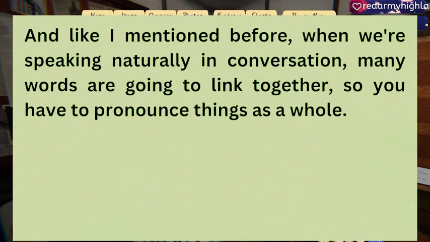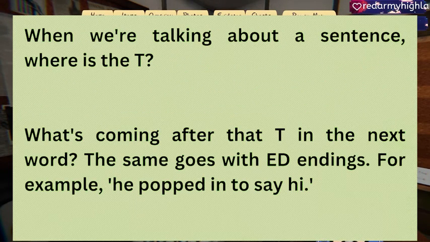And like I mentioned before, when we're speaking naturally in conversation, many words are going to link together, so you have to pronounce things as a whole. When we're talking about a sentence, where is the T? What's coming after that T in the next word? The same goes with ed endings. For example, he popped in to say hi.